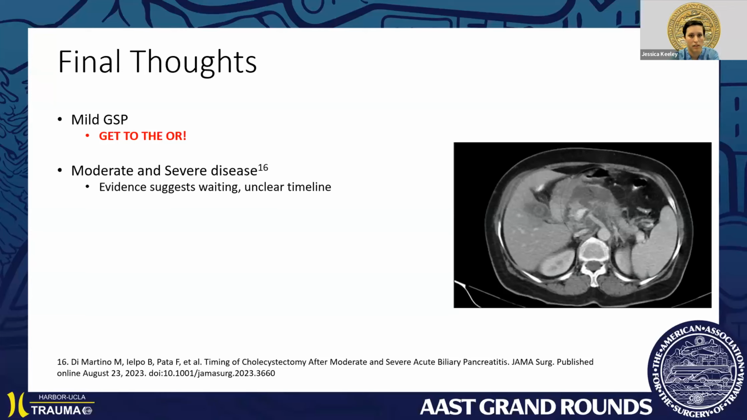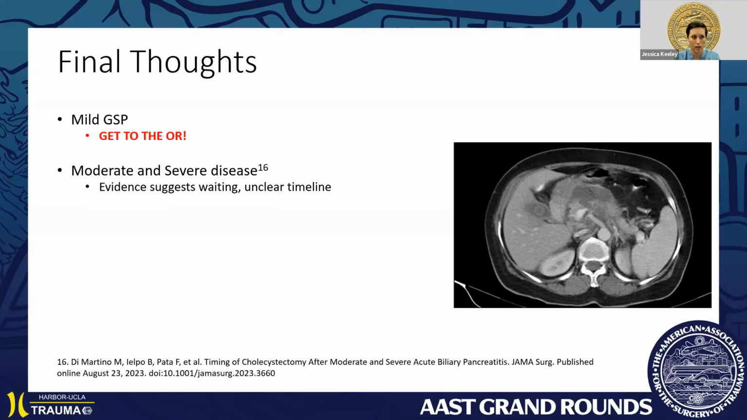So moderate and severe disease, there's been a recent study in JAMA Surgery, August of this year. It was actually a post hoc look at moderate and severe disease and timing to OR, and they saw that those folks who went to the OR within 2 weeks did worse. But again, these folks had lots of necrosectomies in association with their cholecystectomy. So it's really not clear that taking them for their gallbladder alone was why they had more complications, but because they had moderate and severe pancreatitis and the associated complications.